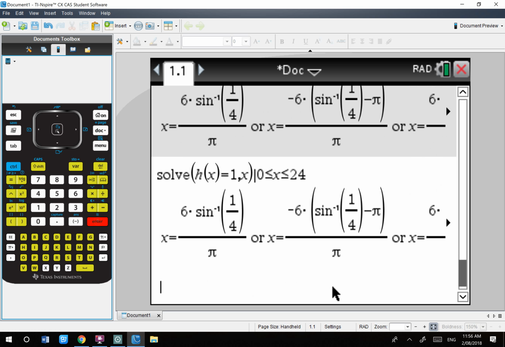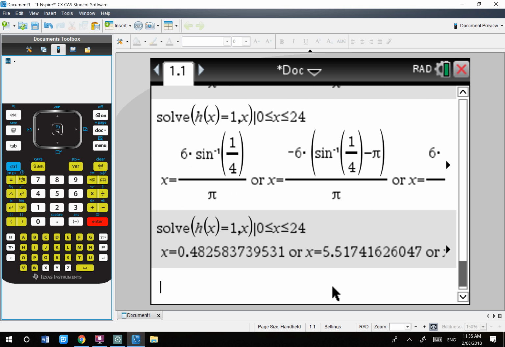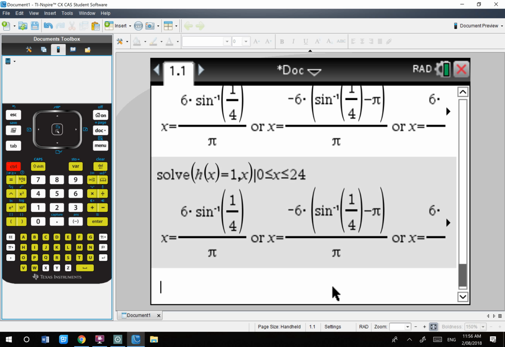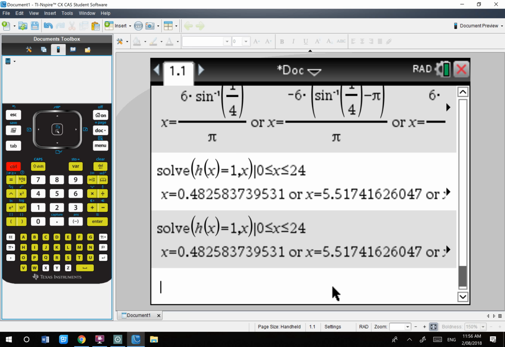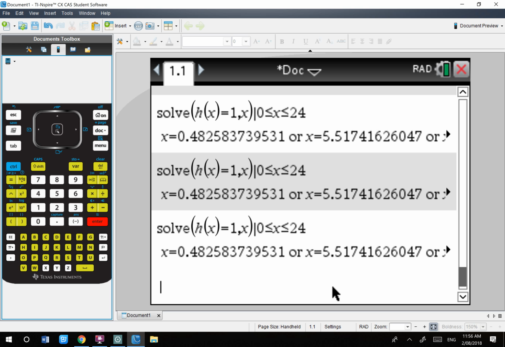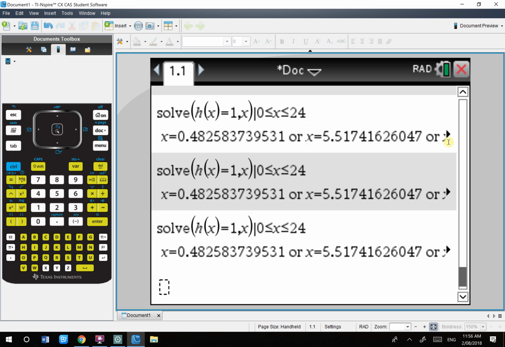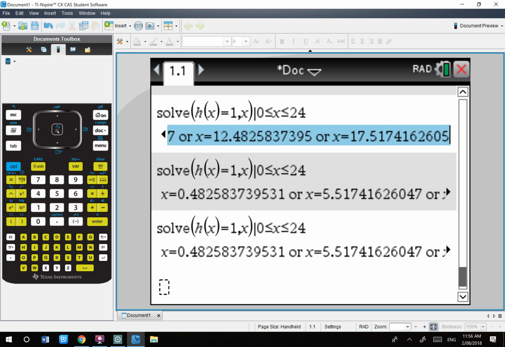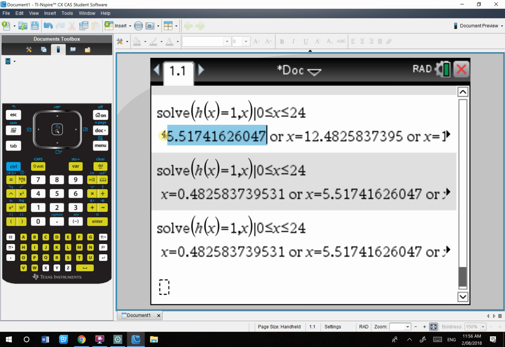Press enter. Okay, that's the exact value. I don't want exact value. I will go control enter to have approximation values. Control enter, control enter. If you go here, you can see I have 4 values. I'm talking about the time. Let's look at the first one.